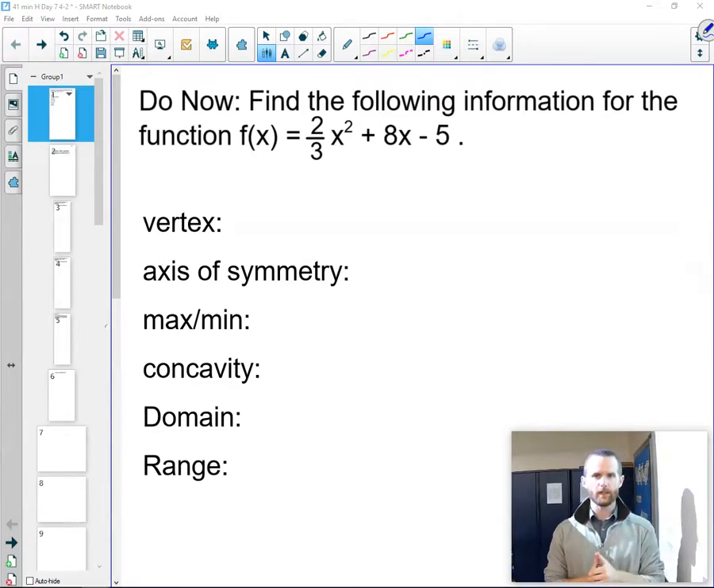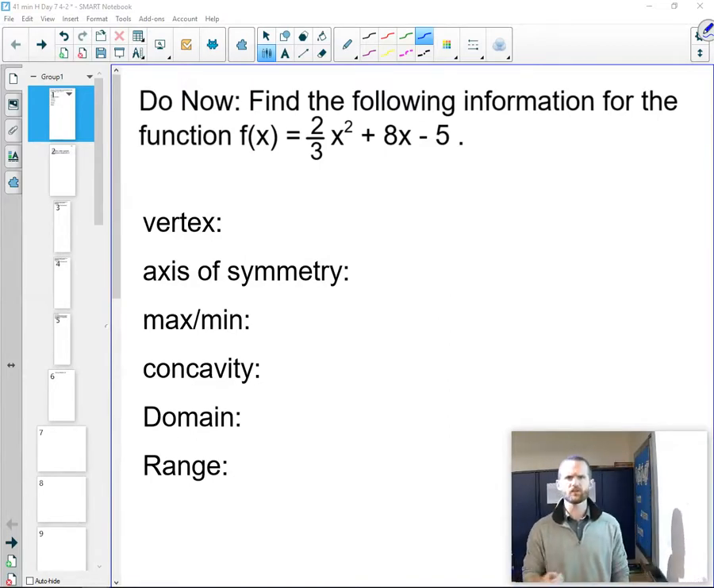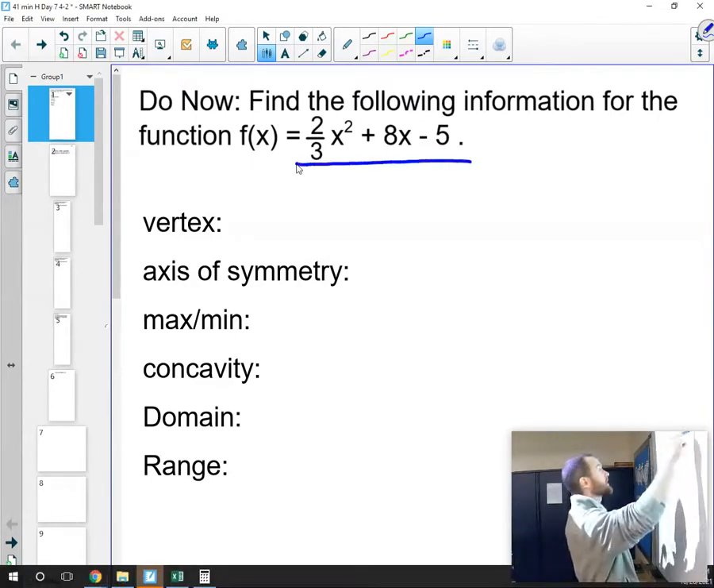It says find the following information for the function f of x equals 2/3 x squared plus 8x minus 5. Now, it does not say graph, which is going to save us a little bit of time. So we've got to find the vertex, axis of symmetry, and all the rest of the stuff. Let's start with the vertex. We see this is written in standard form.